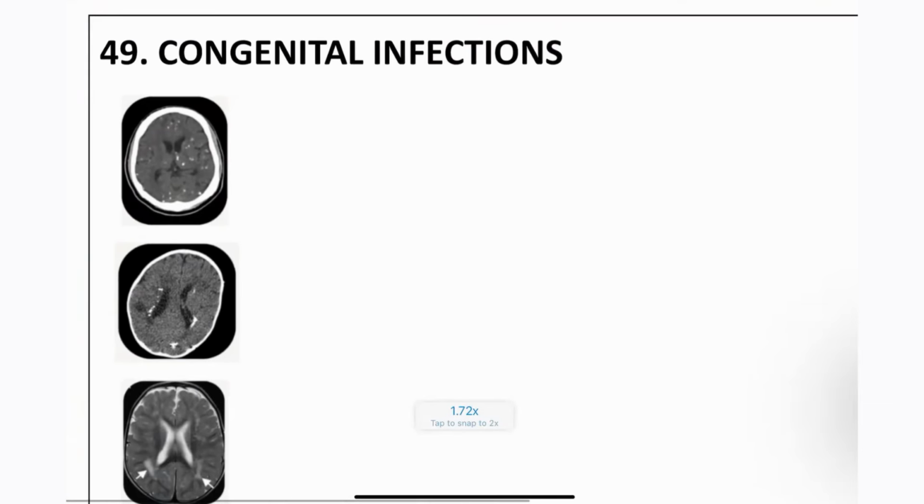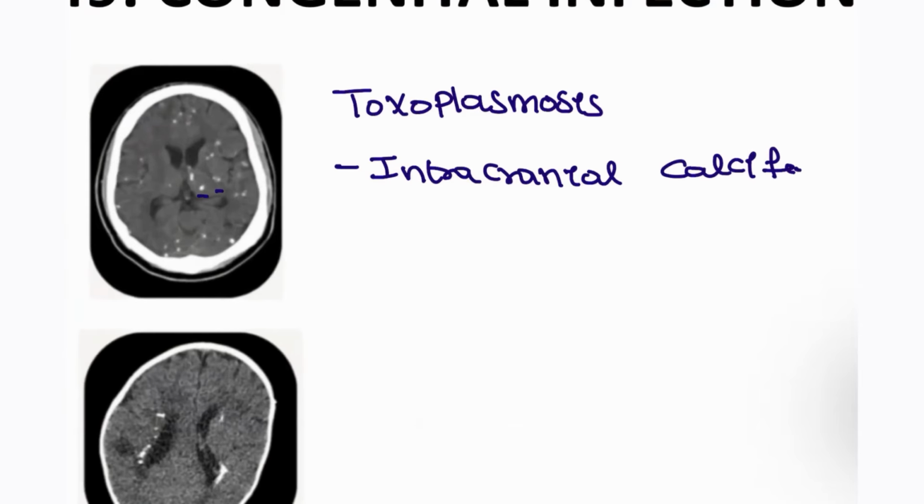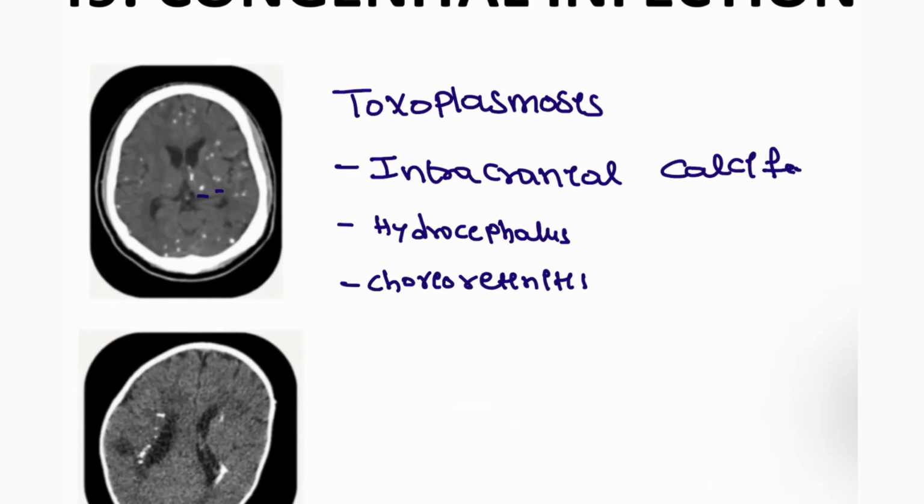Next, congenital infections. In the congenital infections, there are important traits that you have to take note of, guys. First, this is the picture of a patient suffering from toxoplasmosis. In toxoplasmosis, there will be intracranial calcifications. Here you can see these are the calcifications, and also hydrocephalus and chorioretinitis. Chorioretinitis will also be seen in this patient.